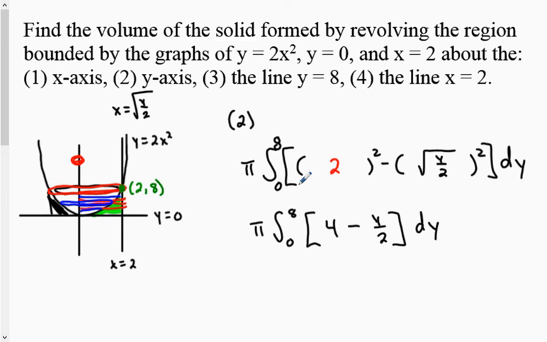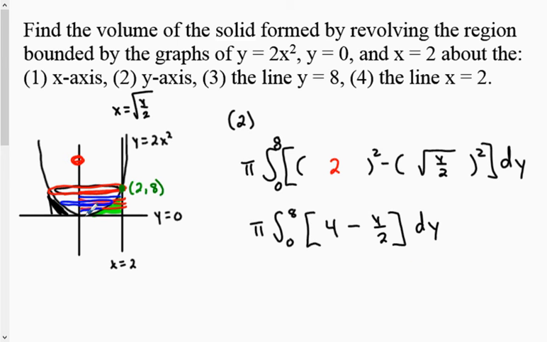So pi times 4 is the area of the big circles. When I integrate from 0 to 8, it adds them all together and gives me the volume of a solid thing that went all the way up. And then pi times y over 2 is the area of one of the little circles that hollows it out. And when I integrate from 0 to 8, it adds them all together and hollows out the whole region.